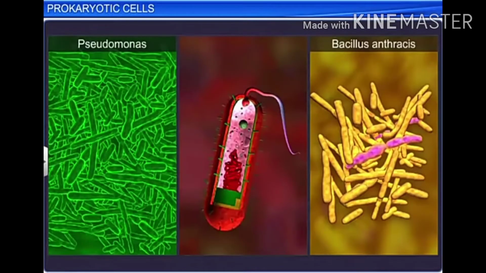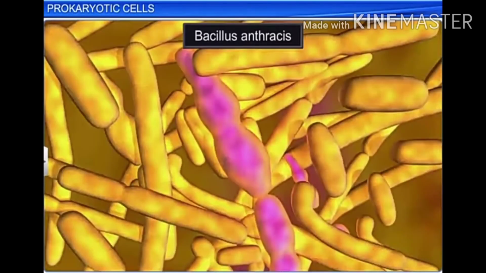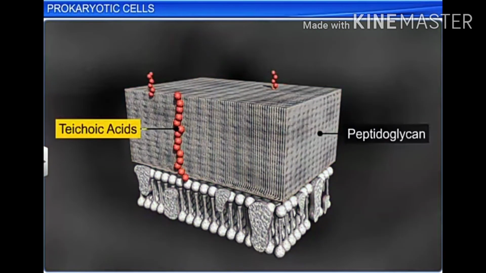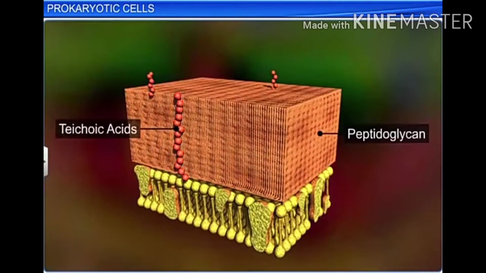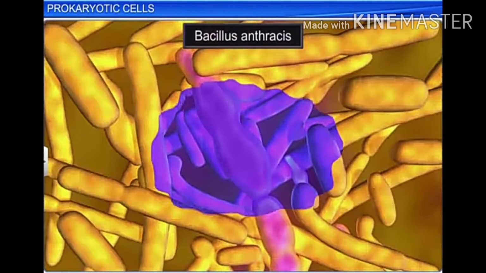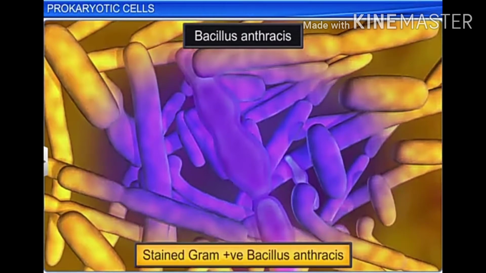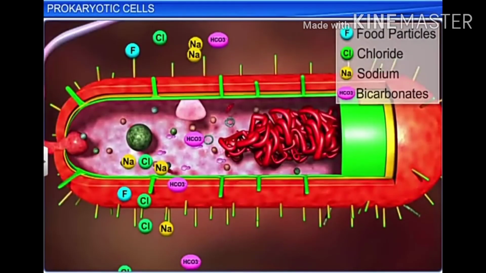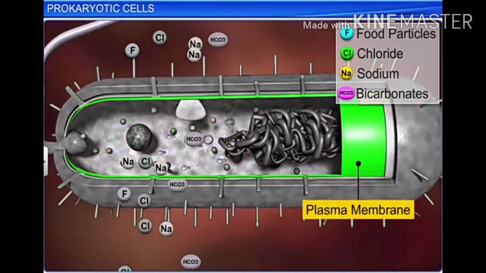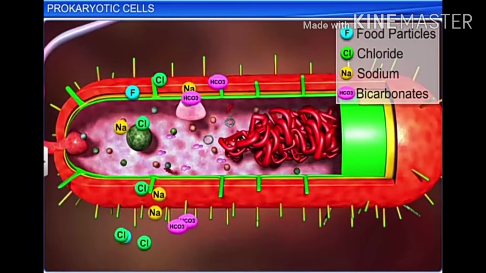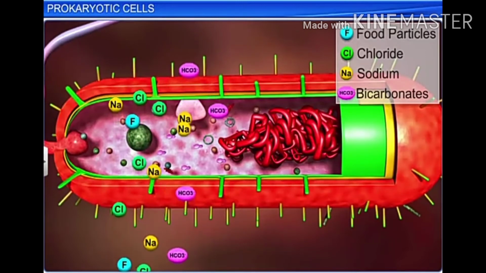On the other hand, the cell wall of prokaryotes such as Bacillus anthracis, composed of a dense layer of peptidoglycan and teichoic acids, turns violet when subjected to the gram staining procedure. Hence, such prokaryotes are called gram-positive. The cell wall is followed by the semi-permeable plasma membrane, which controls the entry and exit of small molecules like food particles and ions like chloride, sodium, and bicarbonates.